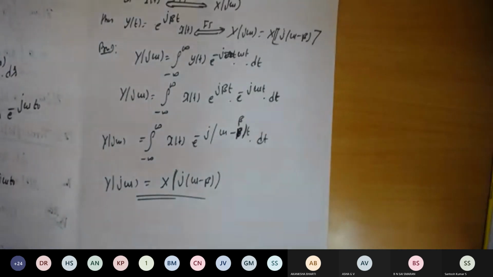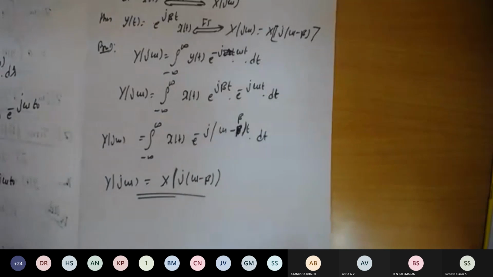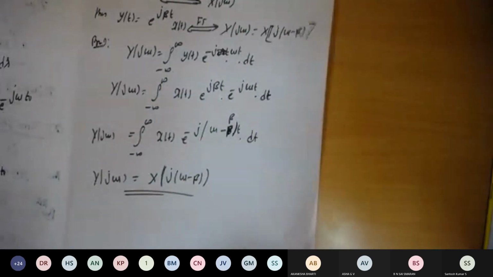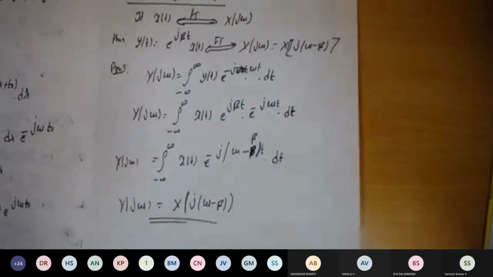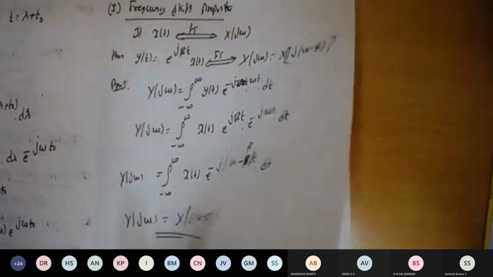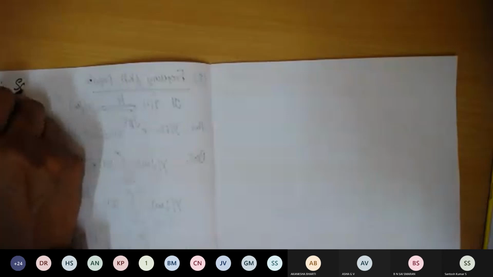Okay, so the time shift and frequency shift properties: if you take the inverse of one, the other one will appear here, and vice versa. So I'll go to the next property, which is called the scaling property. Take property number 4, which is called the scaling property.